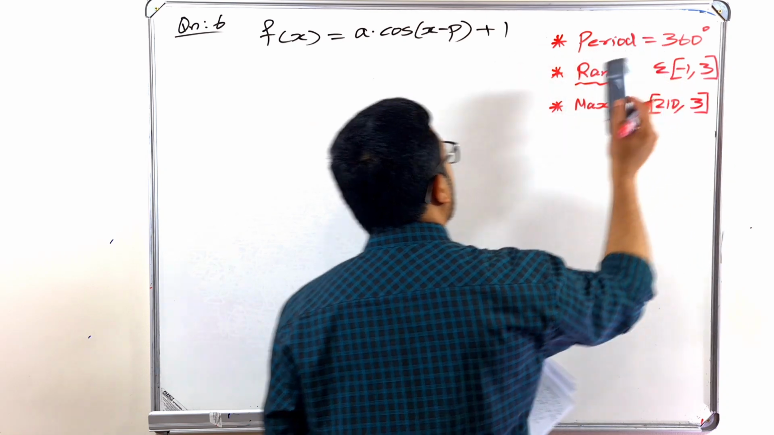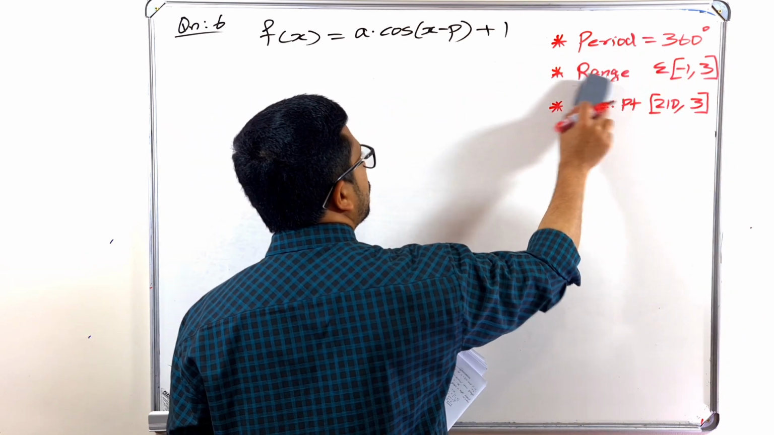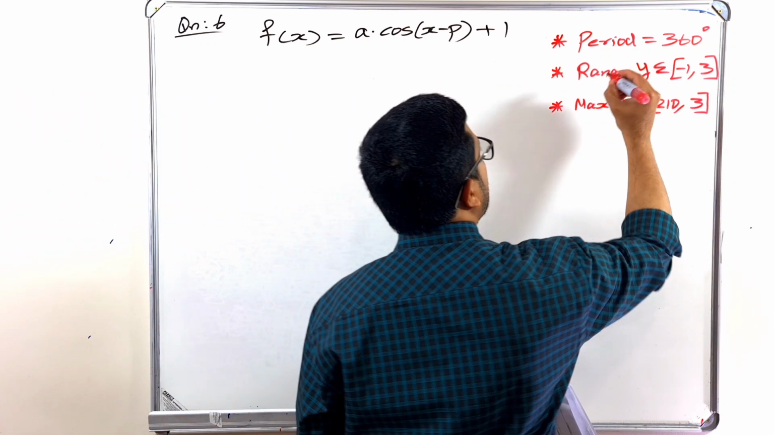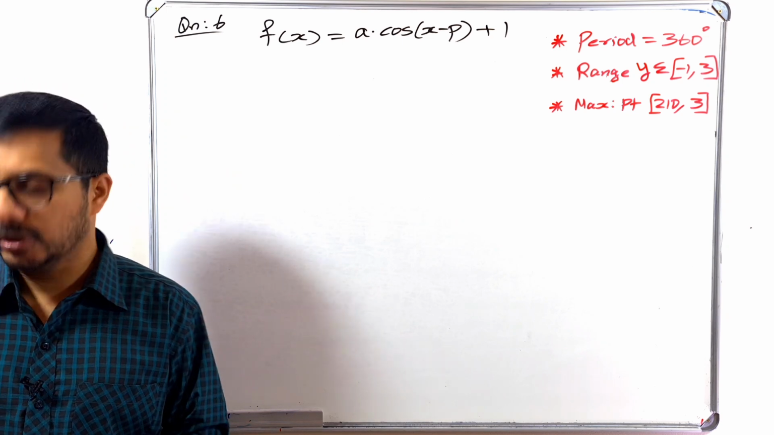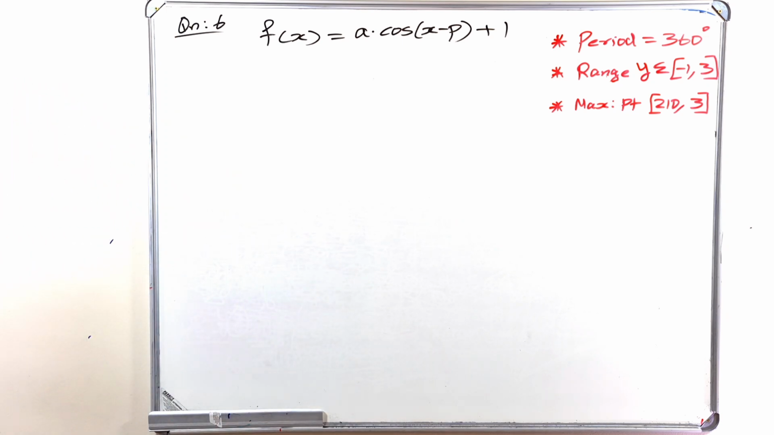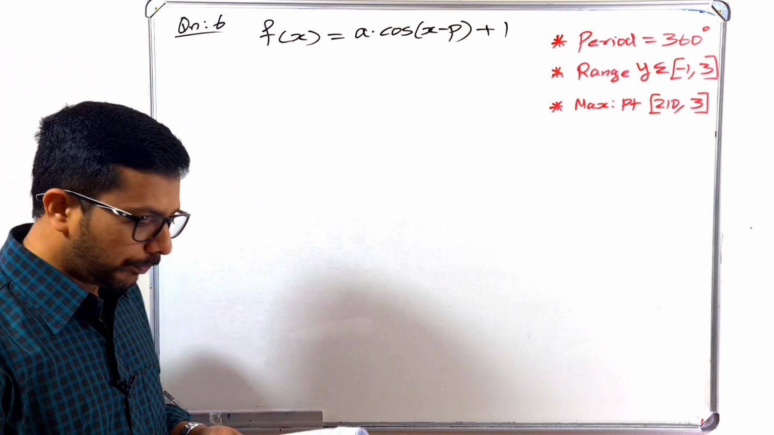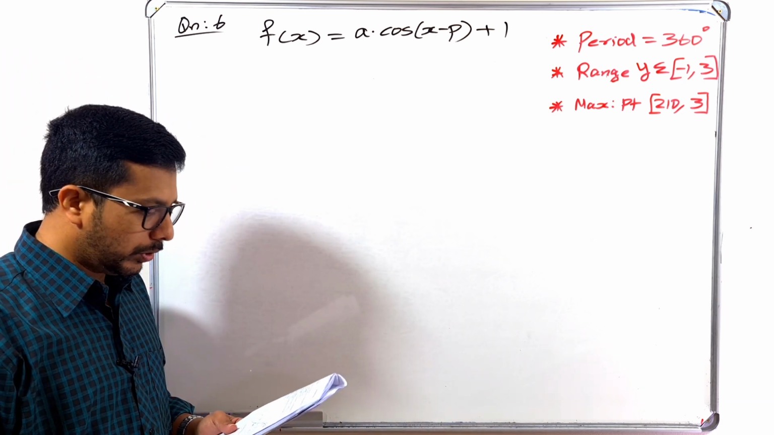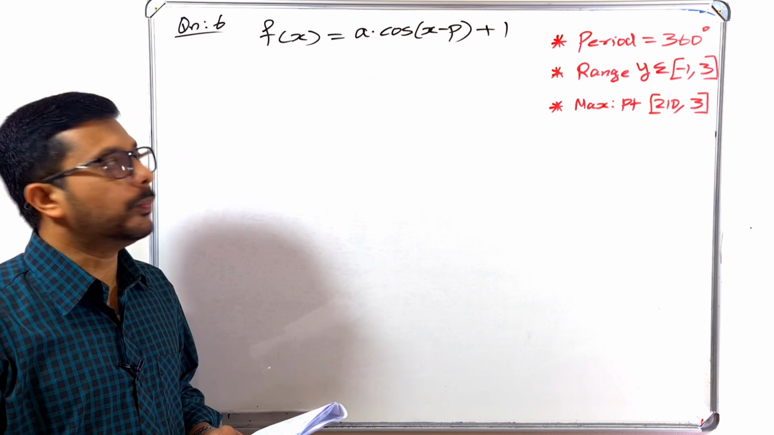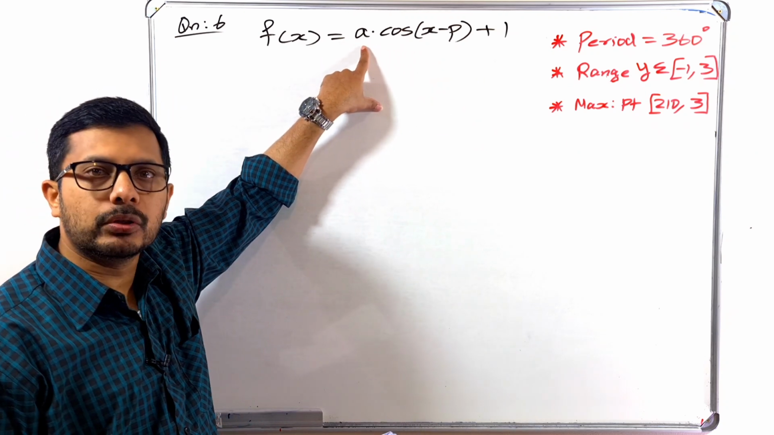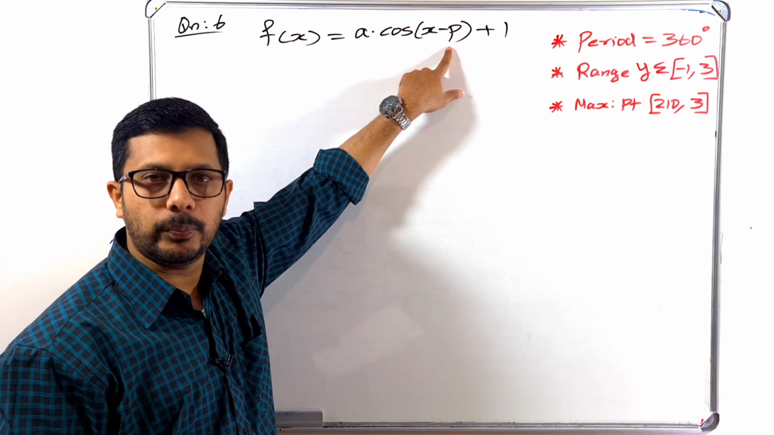The range is y is an element of minus 1 to 3, the maximum point is 210, 3, and the period is equal to 360 degrees. Based on this, you have to write down the values of a and p. So based on those conditions, you have to find the values of a and p. That is the question.